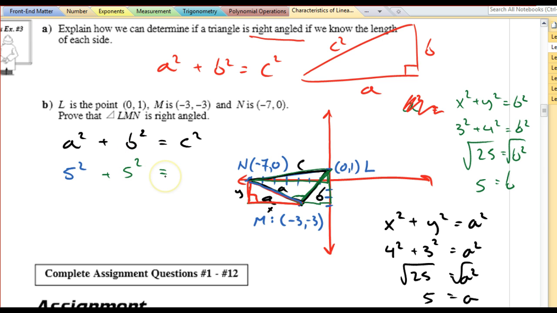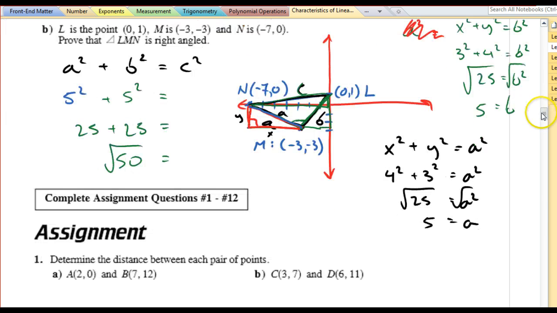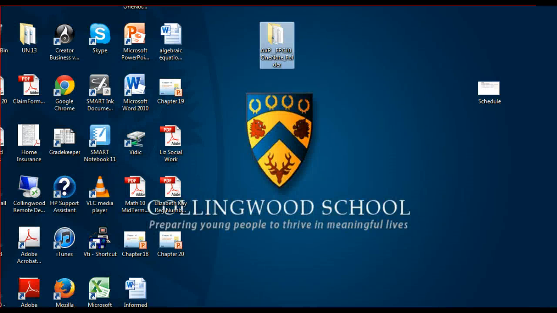Okay, so what should happen now is that 25 plus 25 equals 50. And finally, if I take the square root of 50, that should be the length of C, if indeed this is a right triangle. So let's get the length of C, and if it is root 50, we'll be in business. If not, it's not a right angle triangle. So let's go ahead and do that for C. Get another color here.